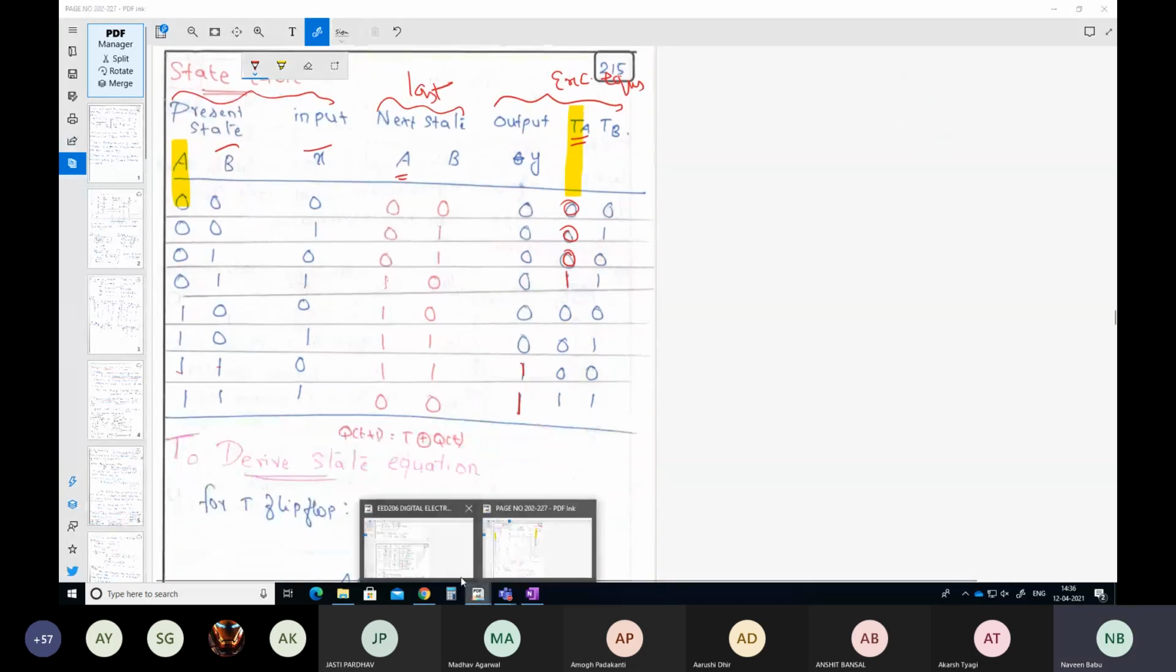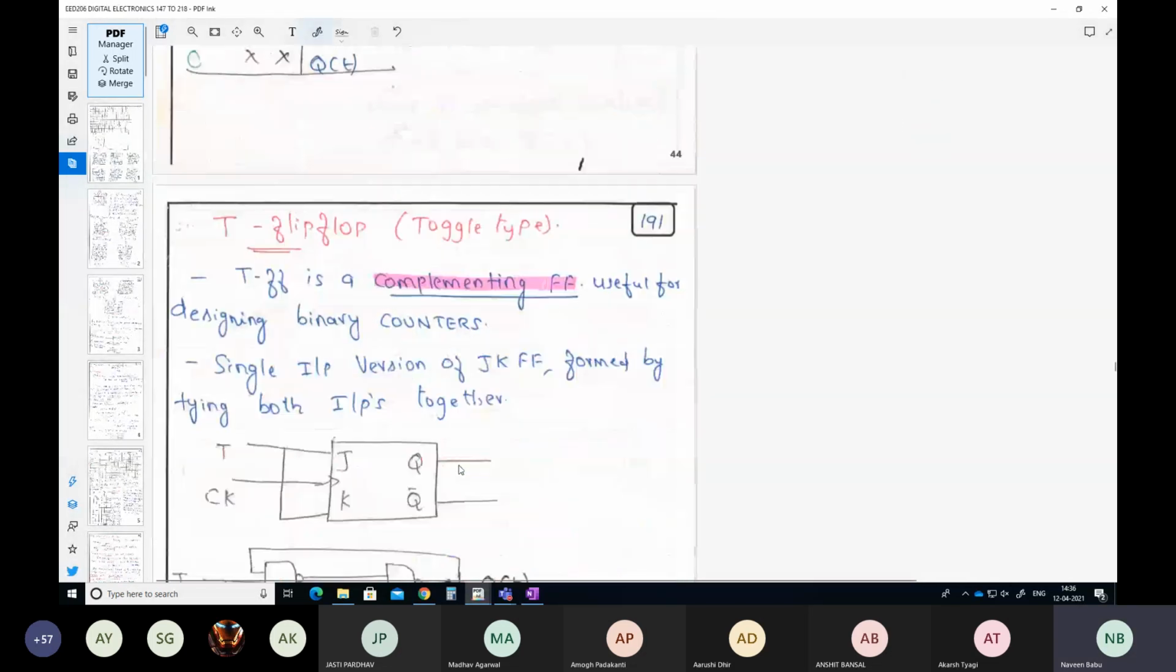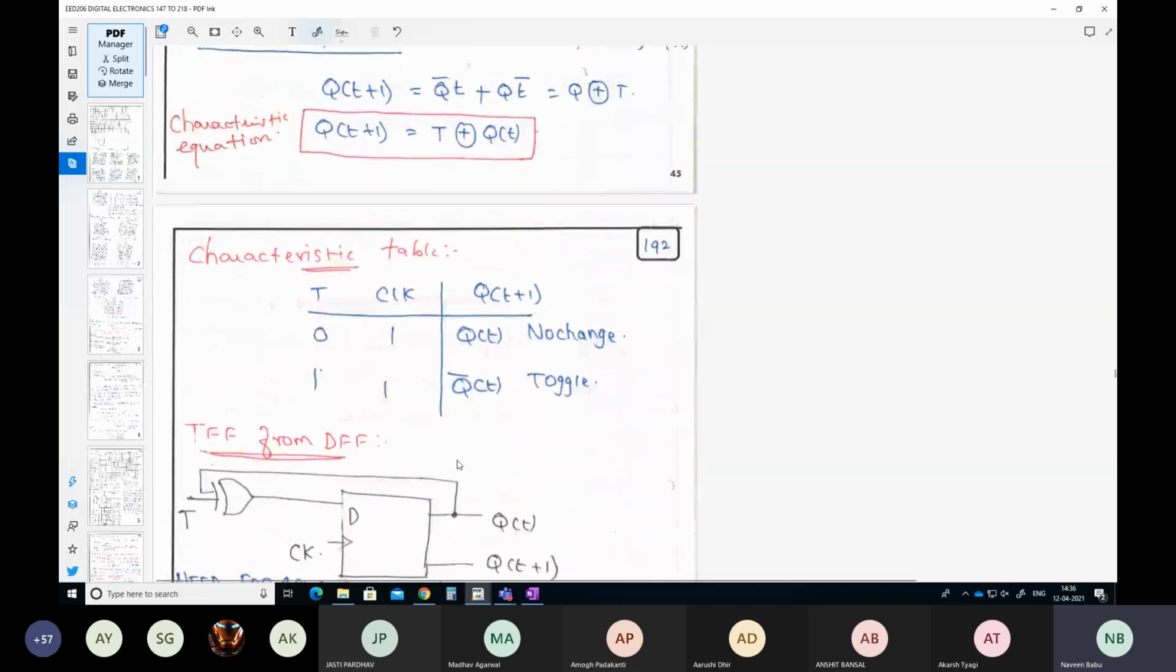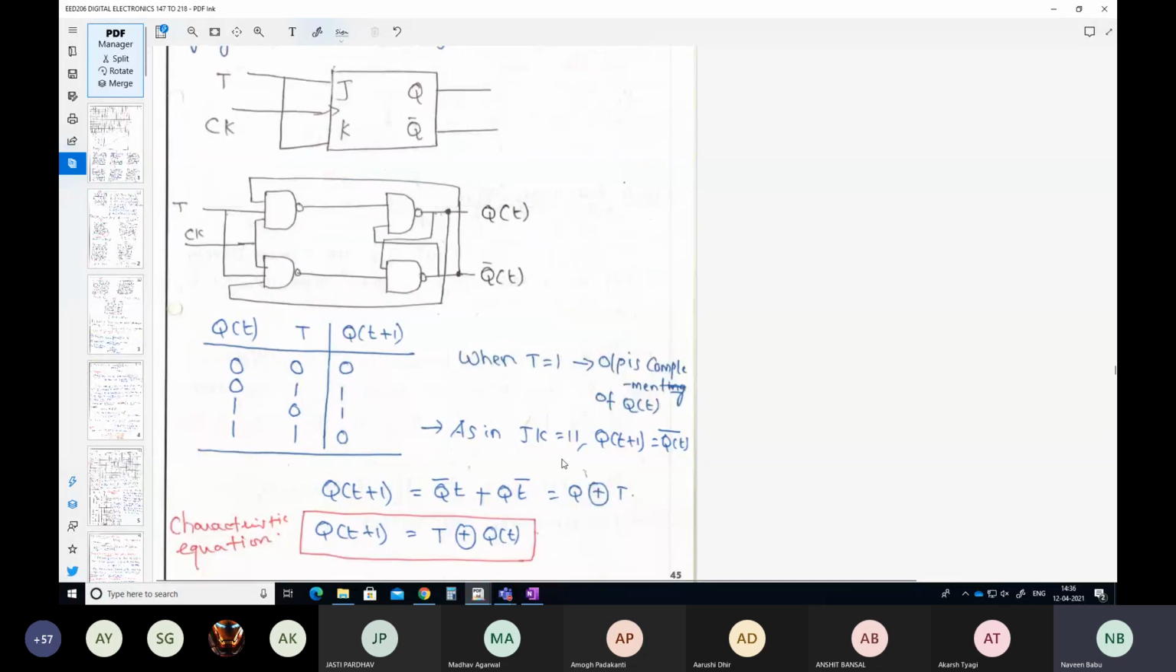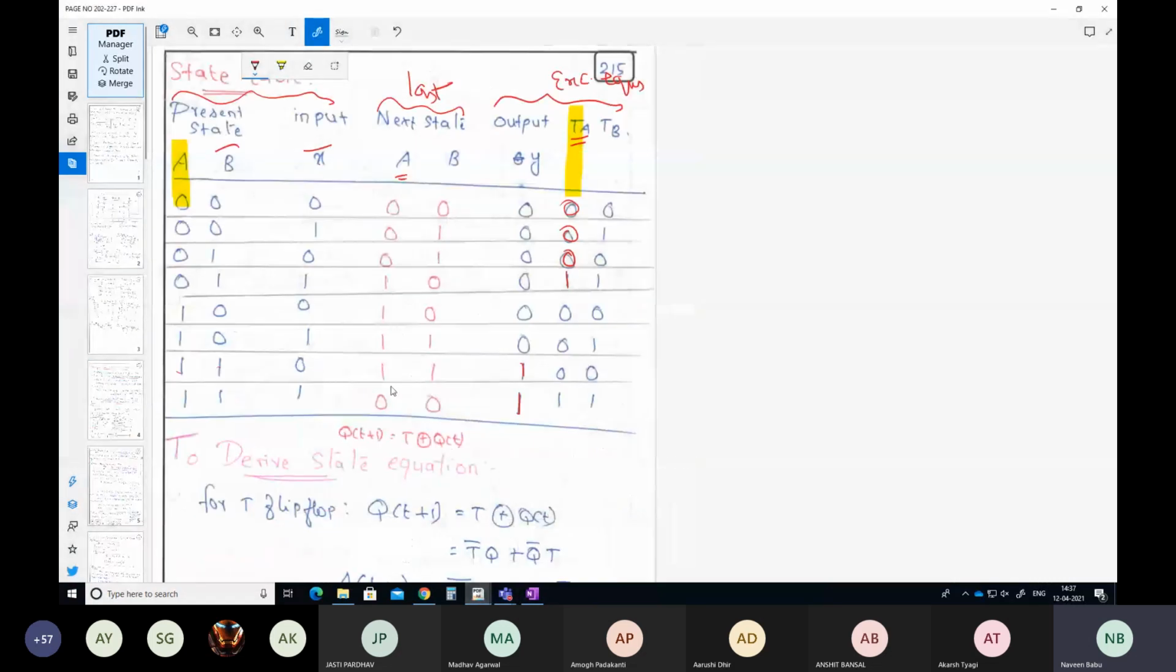So this is the file. I have to look at the other file. JK flip-flop. Yes, this is the exact characteristic table of your T flip-flop. Yeah, this particular table. So when your present state is 0 and your T flip-flop T input is 0, your next state will be 0. So we will use this particular table.